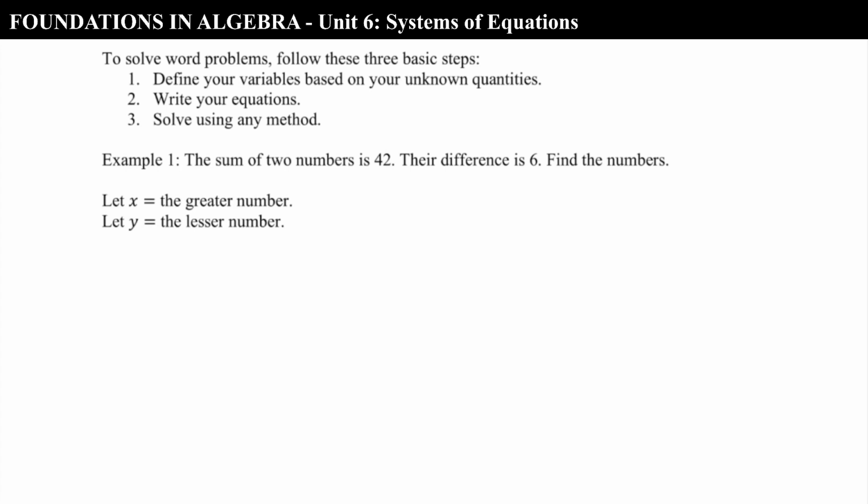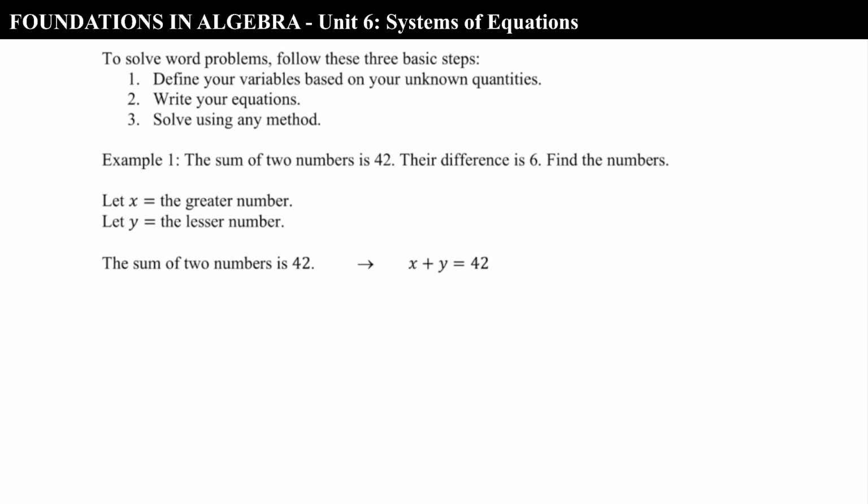Now we're going to translate the information in this word problem into equations. So let's start with the sum of 2 numbers is 42. If we're talking about the sum of 2 numbers, we're adding them together. One number is x, the other number is y. So we are simply saying x plus y equals 42.